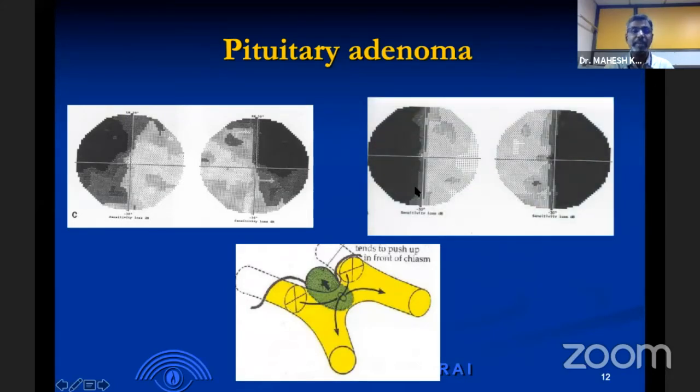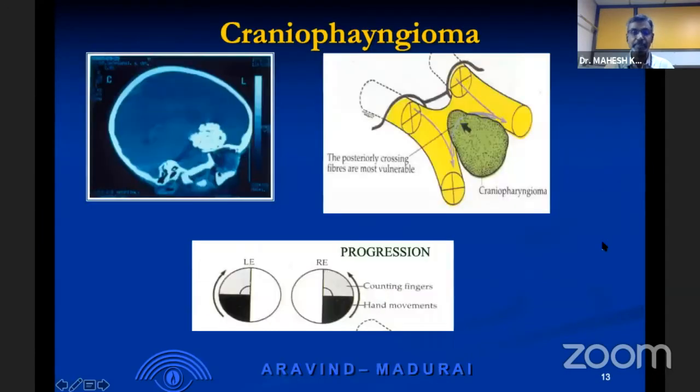And eventually it may become a bitemporal hemianopia, or a total vision loss in one side and a temporal hemianopia on the other side. Similarly, in a craniopharyngioma, which presses the chiasm from above, the visual field defects may start from below, infratemporally, and progress in the reverse direction.